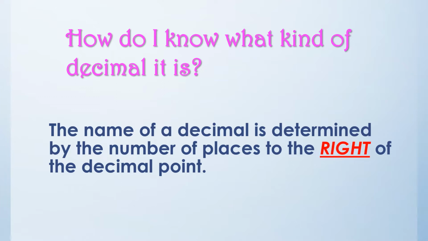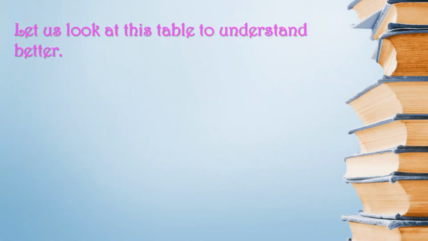मतलब decimal जो part है, we know very well till now after watching our videos that there are two parts in a decimal. So decimal part में जो decimal point के बाद right side पे जितने places हों, उस decimal की वही type है, वही उस decimal की kind है. ठीक है, let's look at it with more examples so that you can understand it better. Let us look at this table to understand this concept better.